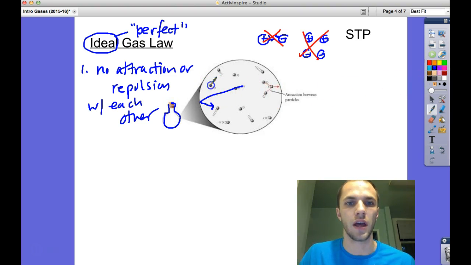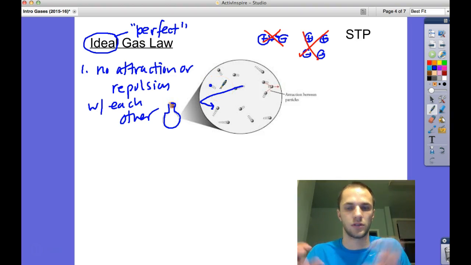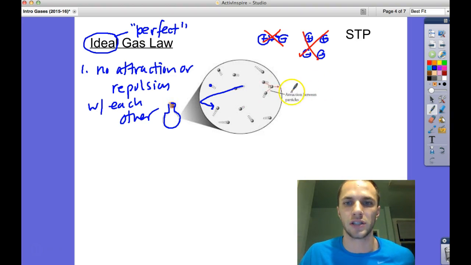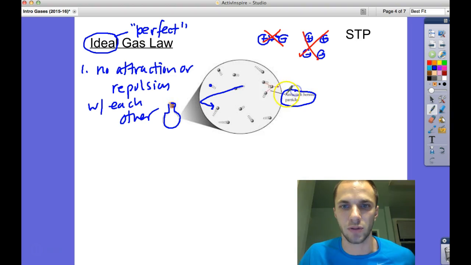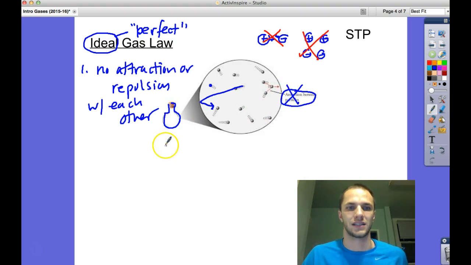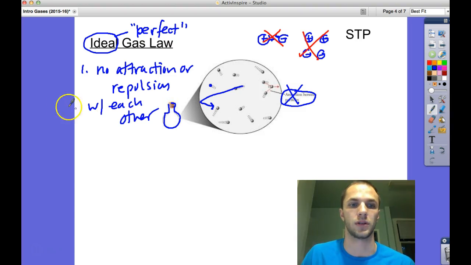These are just like balls on a pool table. There's no attraction, there's no repulsion. They just move around and bounce off each other. There's no attraction right here, like it says attraction between particles. That does not exist. If that doesn't exist, then that gas is considered an ideal gas, and we can do calculations with it much more simply.